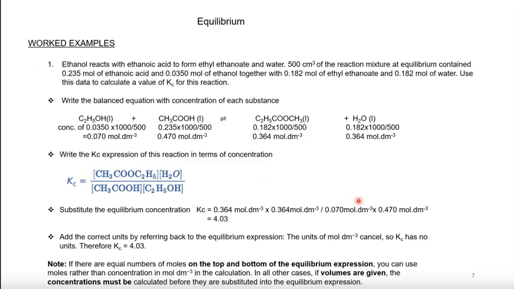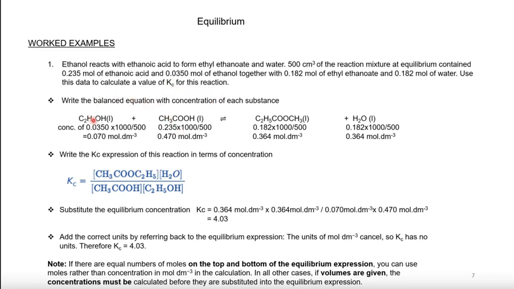Okay, we take a working example. Ethanol reacts with ethanoic acid to form ethyl ethanoate and water. We are saying that in 500 cubic centimeter of reaction mixture at equilibrium, there are 0.235 moles of ethanoic acid and 0.0350 moles of ethanol, which react together and form 0.18 mole of ethyl ethanoate and 0.18 mole of water. We are supposed to calculate the equilibrium constant of this reaction.